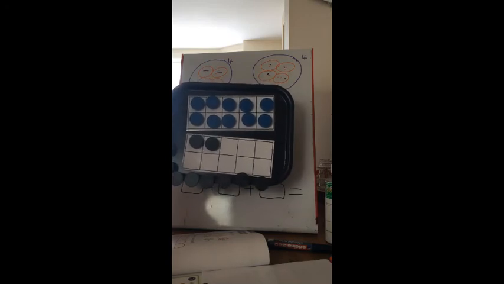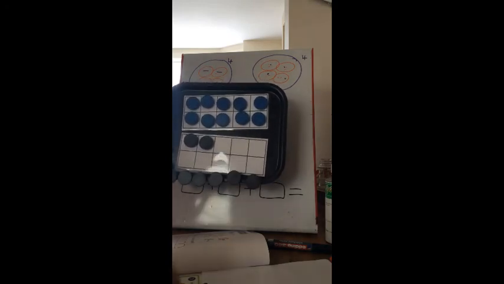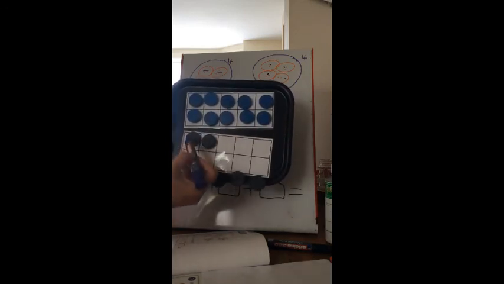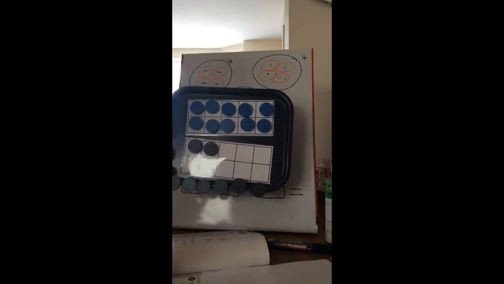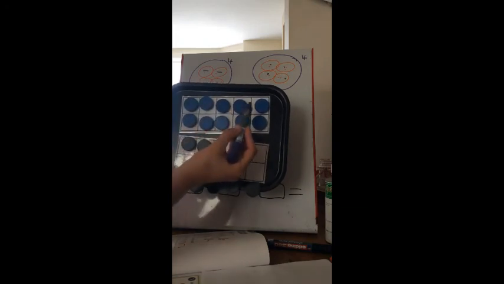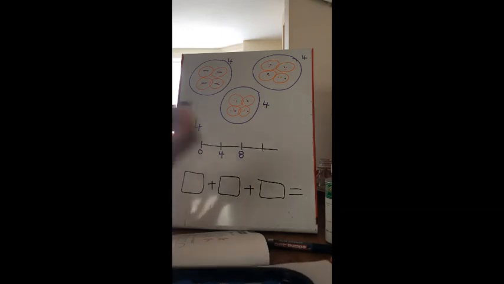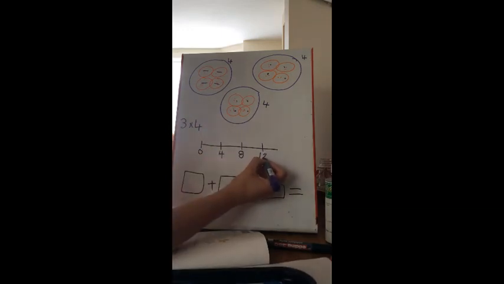How many is that? We should know straight away. Yes, 12, because I've got my first top frame full, so we know that's 10, 11, 12. I hope none of you started here and counted all of these ones, because you know that is 10. 10 and 2 more is 12. So I'm going to write 12 here.